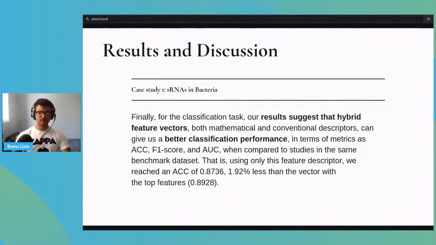And finally, for the classification task, our results suggest that hybrid feature vectors, with both mathematical and conventional descriptors, can give us better classification performance in terms of metrics such as accuracy, F1 score, and AUC, area under the curve, when compared to studies on the same benchmark data sets as our reference, which applied a single descriptor, the trinucleotide composition. Using only this feature descriptor, we reached an average accuracy of 87%, which is 1.92% less than the vector with the top features.